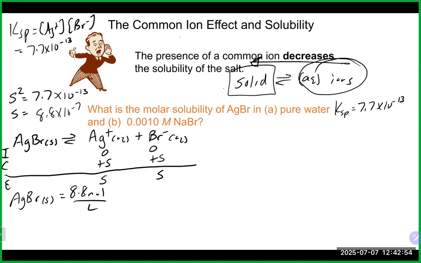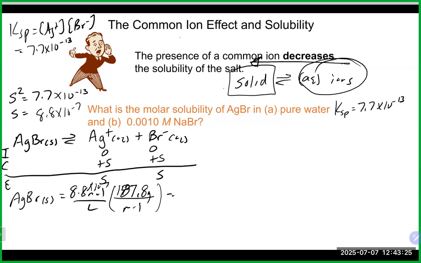of silver bromide. If we use the molar mass of silver bromide, which is 107.9 plus 79.90 for the bromine, that's going to get us here 187.8. I'll write that right, 187.8 grams per mole. That will get us here.